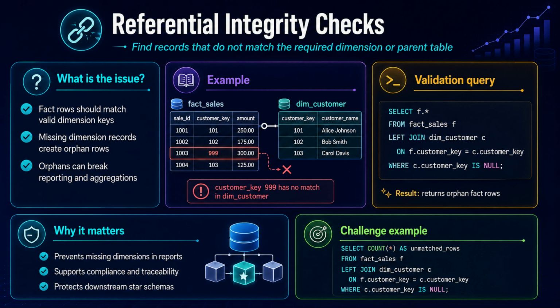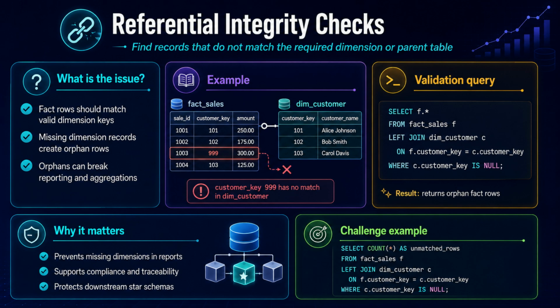The SQL query uses a classic validation pattern, a left join from the fact table to the dimension table. The left join keeps all records from the fact table. Then we filter the result where the dimension key is null. In plain English, this query says, show me all fact records that could not find a matching dimension record. The result is a list of orphan fact rows that should be reviewed before the data reaches the reporting layer.